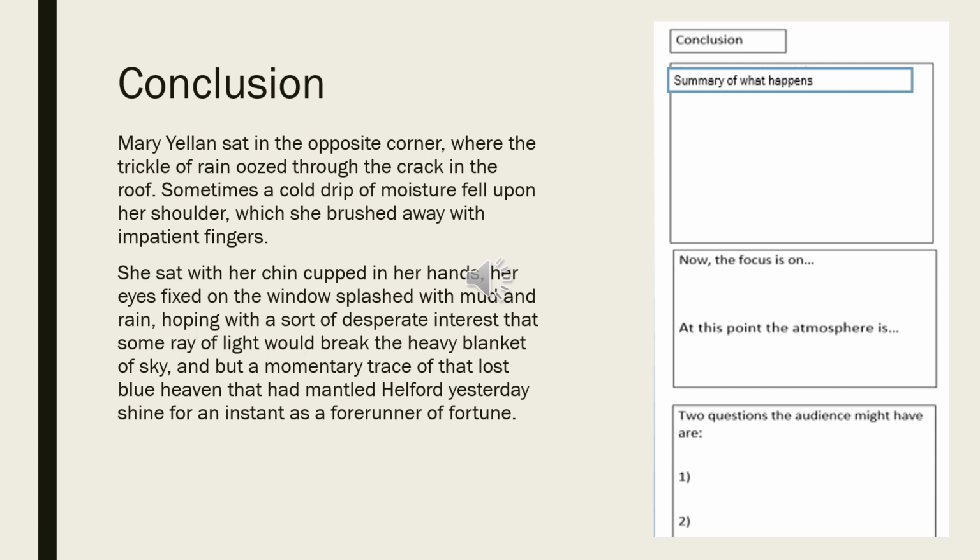Now, notice here that we actually have a character named. Previously, we've had the old fellow and we've had the woman with the fat round face, if you've got the whole text in front of you. But now we have a named character. What does that infer for us about Mary Yellen? Look at how she's staring at the window. And look at the final words, the idea that the weather would shine as a forerunner of fortune. Why might Mary Yellen want her fortune, her luck, to change?